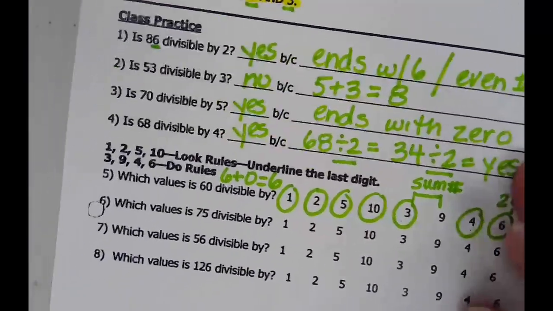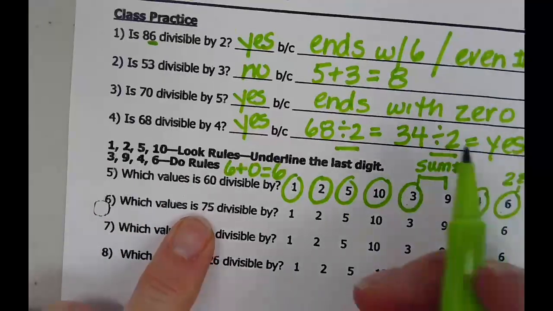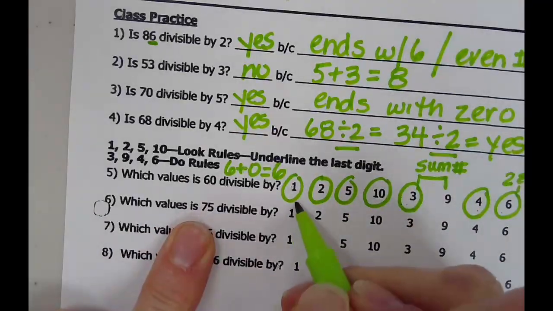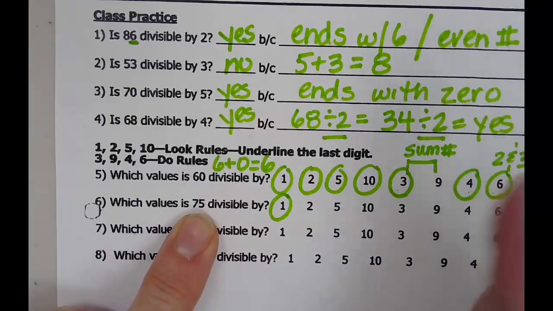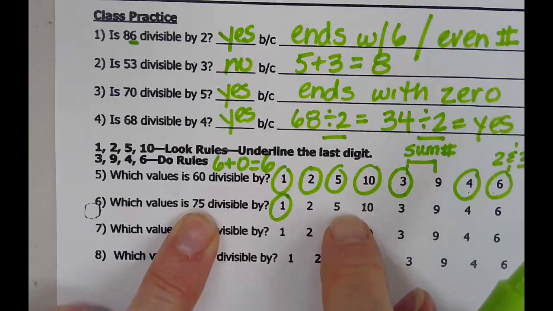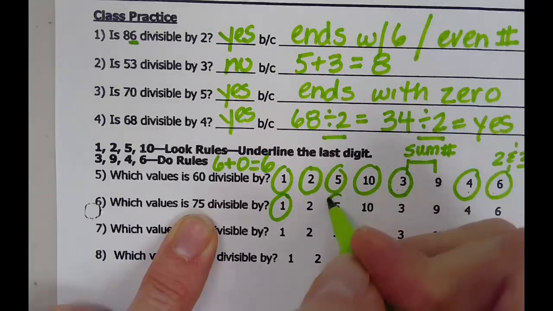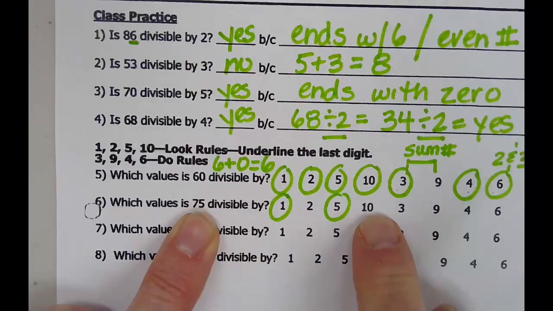Questions? All right, we have 75. Is it divisible by 2? Why not? Ends with a 5. Is it divisible by 5? Why? Ends with a 5. Is it divisible by 10? Why not? Ends with a 5. Has to end with a what to be divisible by 10? Has to have a 0.